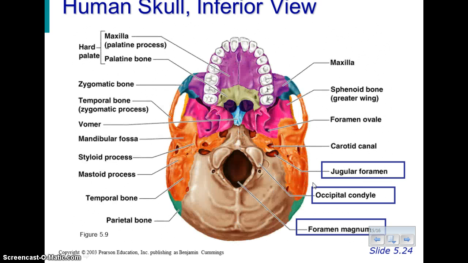From an inferior view, looking from the bottom, we'll add a couple or one additional piece to know. So again, the foramen magnum is the big hole. The jugular foramen is out here where your jugular vein exits from your skull. And then the occipital condyle. Condyle is kind of a smooth part where 2 bones meet. That is where your head sits on your spinal cord. Specifically, the occipital condyle will line up with the atlas, which is the first bone in your spine.